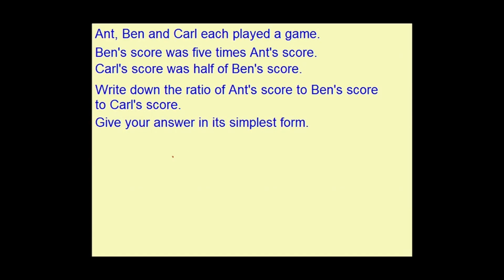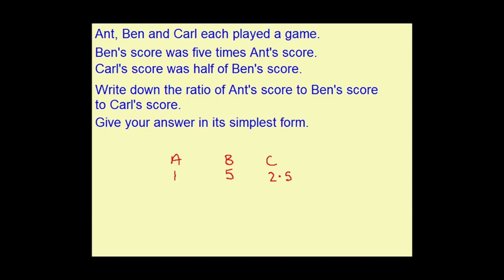So again, we have Ant, Ben and Carl. Ben's score is 5 times Ant's score. So if Ant scores 1, Ben scores 5. Carl's score is half of Ben's score. So we half this and get 2.5.